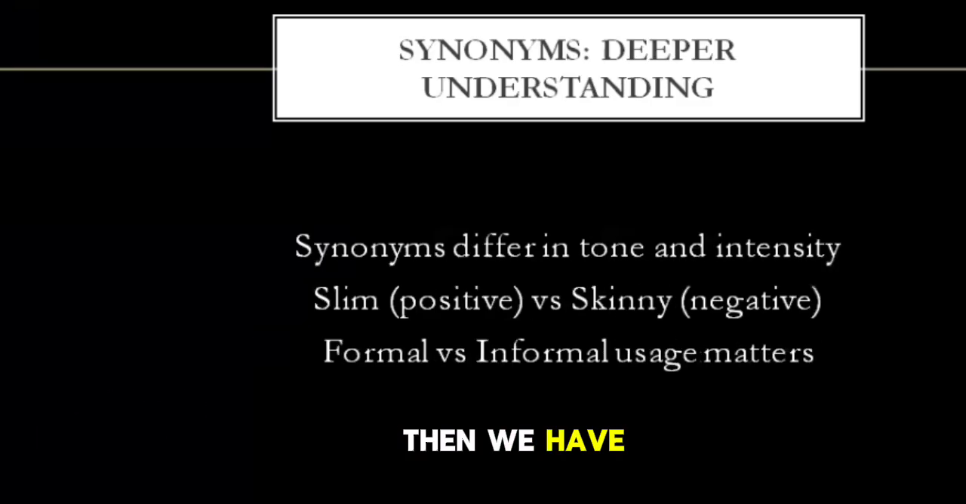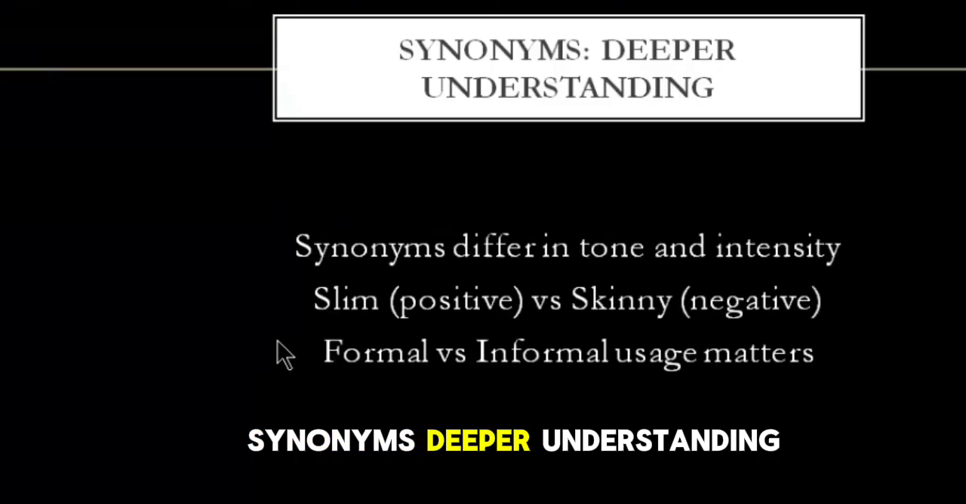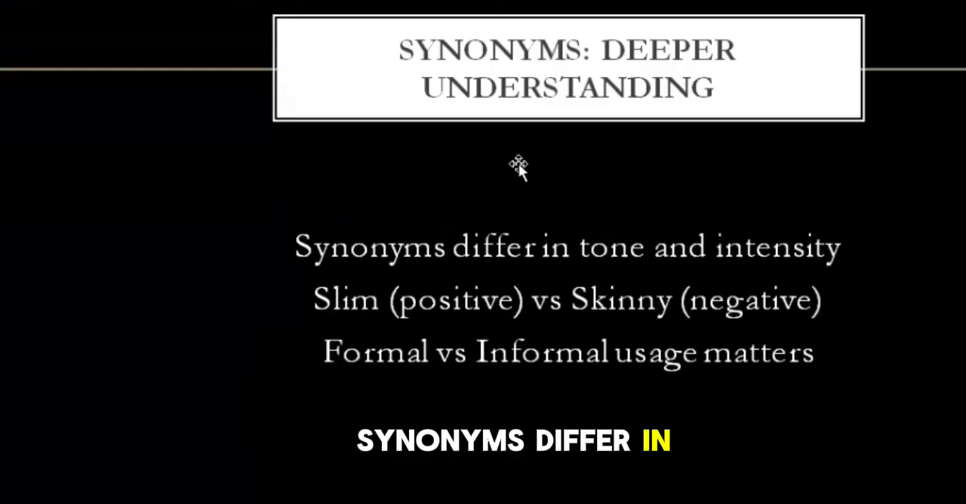Then we have a deeper understanding of synonyms. Synonyms differ in tone and intensity. For example, we have the words slim and skinny. Formal versus informal usage matters. It says that synonyms differ in tone and intensity. We have divided the words into different categories as synonyms and antonyms, and we have an example of slim and skinny. Now the meaning of both is almost the same.